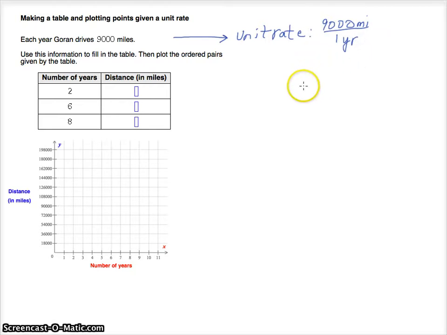Now, to figure out how many miles he drove per year, we need to use our unit rate, and our unit rate's 9,000 over 1. So we'll start with 9,000. And because he drove 9,000 every year, we're going to need to multiply by the number of years that he drove the car for to figure out the total number of miles that he drove. So it'll be 9,000 times 2 for the first one. And we know that that's 18,000.